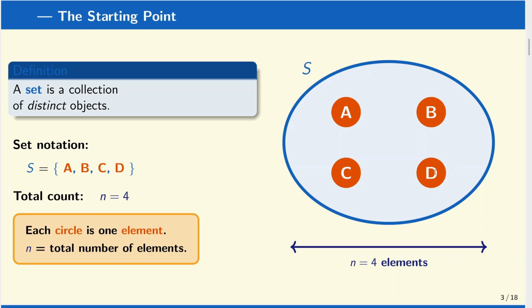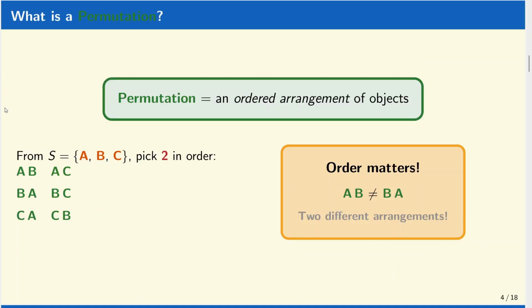Let's count them. 1, 2, 3, 4. Because there are 4 items in total, we say that our total count, represented by the lowercase letter n, is equal to 4. So each circle is 1 element, and n represents the total number of elements in our set. Now that we know what a set is, let's move to step 2 and ask, what is a permutation?